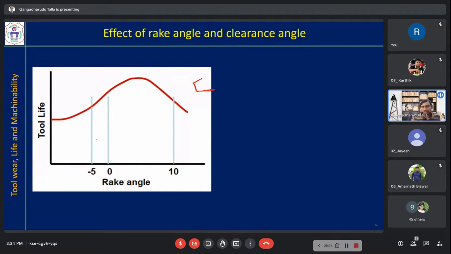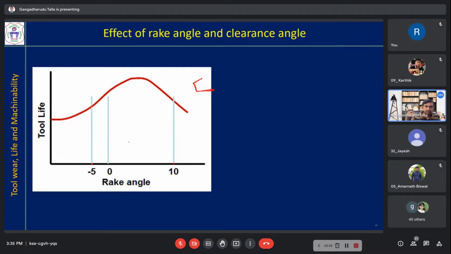Somewhere around -5 to 10, it is giving good tool life, particularly around 5 to 6 degrees positive rake angle, you are getting good tool life. So why are you getting good tool life? Because the tool is sharp here. If the tool is sharp, it can easily cut the material. You are not exerting too much force, so the wear will be less.